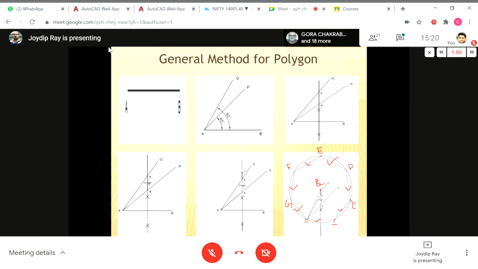Similarly, if you want to get a hexagon, you have to place your compass at point number 6. If you want to get a pentagon, you have to place your compass at point number 5, in this manner. Or if you want to get a square, you have to place your compass at point number 4. That is why it is named the general method. Nothing but the general method. Have you people understood?